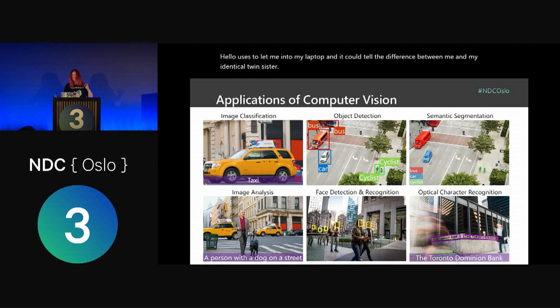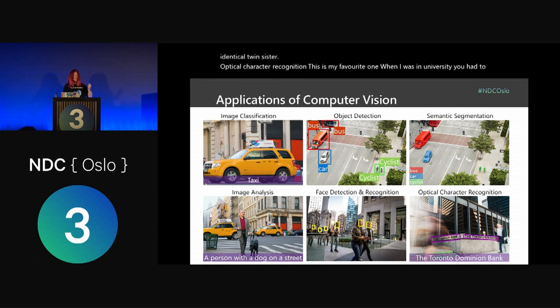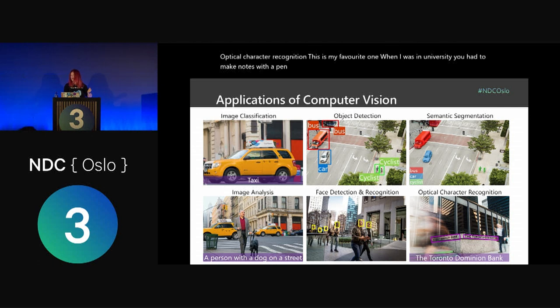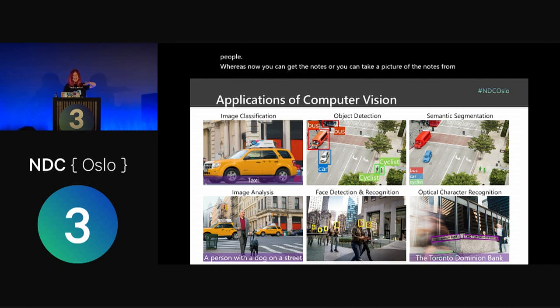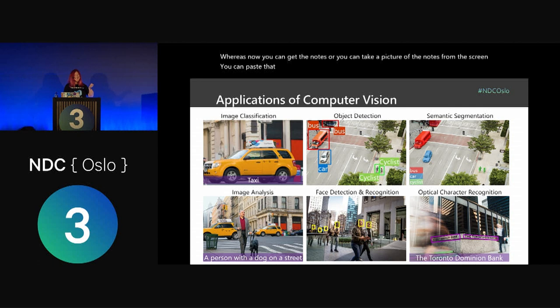Optical character recognition, this is my favorite one. When I was in university, you had to make notes with a pen and paper. I'm not sure if you're familiar with those, you younger people. Whereas now, you can take a picture of the notes from the screen, paste that into your OneNote, right-click on it and say, take text from image, and all the text is there, and it's done it for you. There's no laboriously handwriting stuff. Magic of AI.